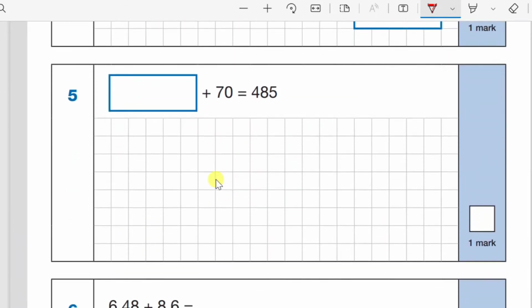Now number 5. Something add 70 gives us 485. So same trick applies, yeah? We write 485 and we're going to subtract. Let's see what we get. So 5 take away nothing is 5. 8 take away 7 is 1, and the last one is 4. So exactly 415. Nice.